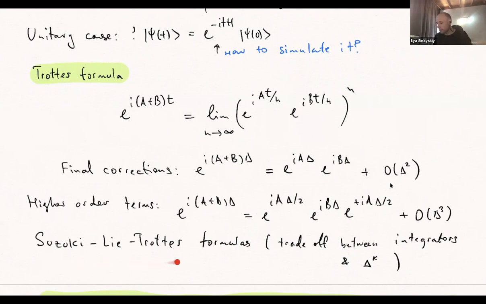In the general case, there was a sequence of papers which all together derived what is now called Suzuki-Lie-Trotter formulas. Essentially, you can introduce more terms with fractions of the small time step delta. You get more and more terms, but as the price of that, the precision grows, so you can allow a higher delta. Of course, you have a trade-off between the number of terms in your expansion against the power.